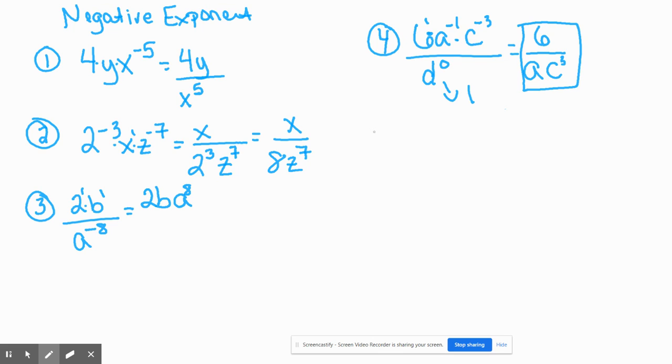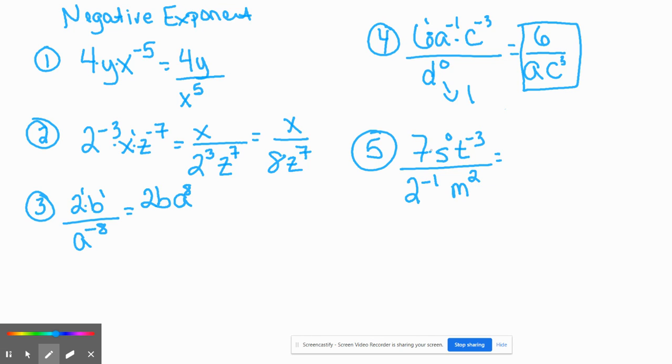Okay, last problem here that we are going to do to put in your notes. So I have here 7 s to the 0 power, t to the negative third, all over 2 to the negative first, m to the second power. Okay, so if you guys could pause the video and try to work this one out, that would be awesome. So hopefully you actually paused the video, so let's go through this step by step. Now remember, each one of these is a separate term, so we have to look at each one individually.